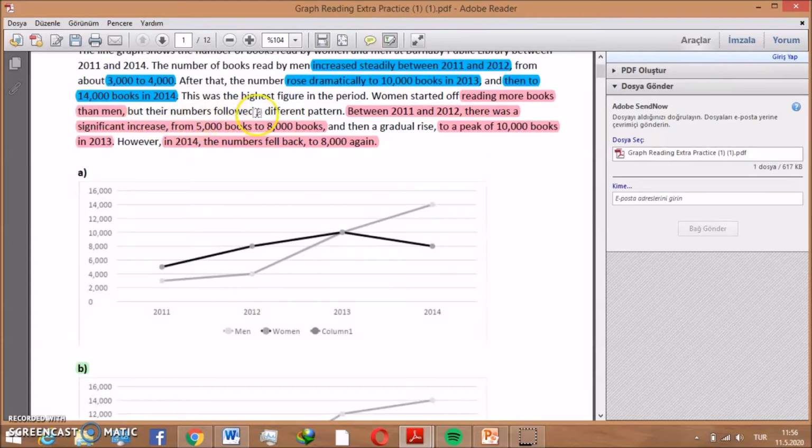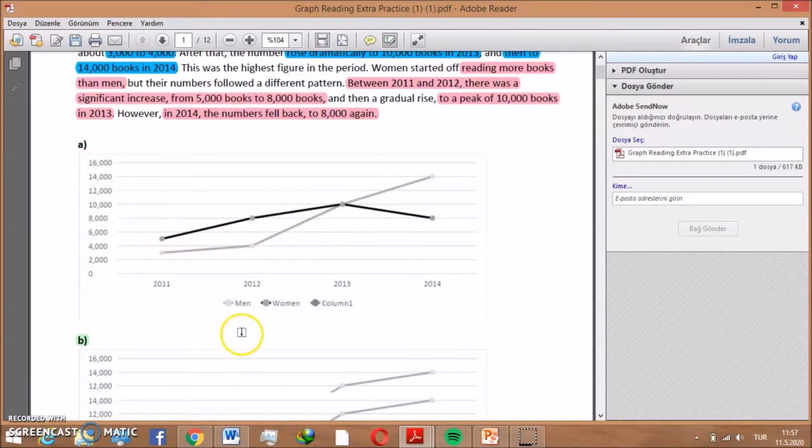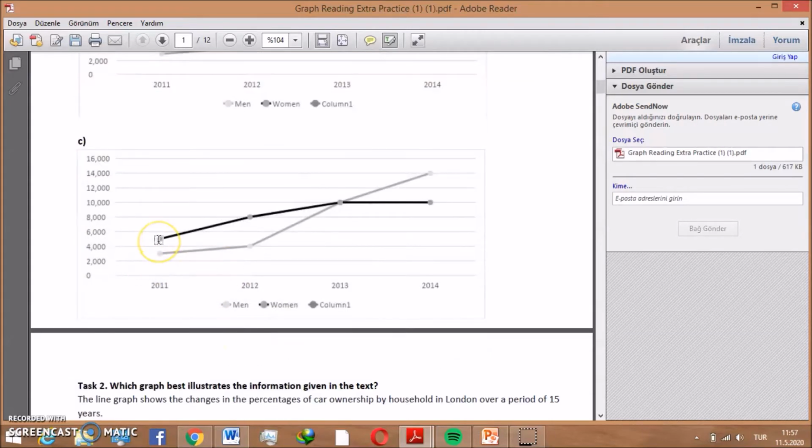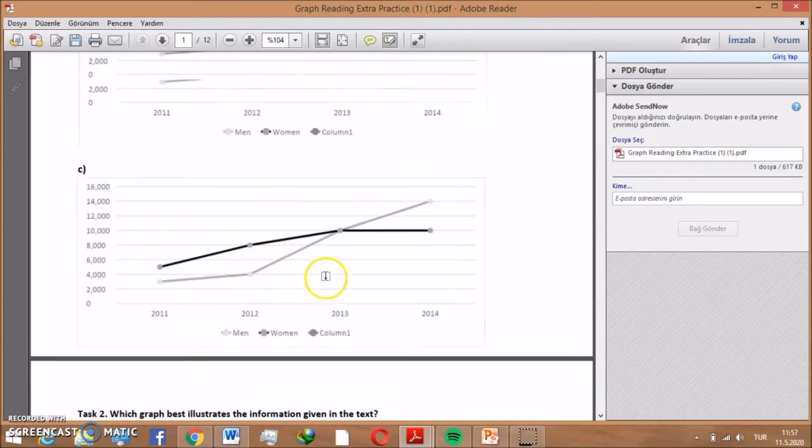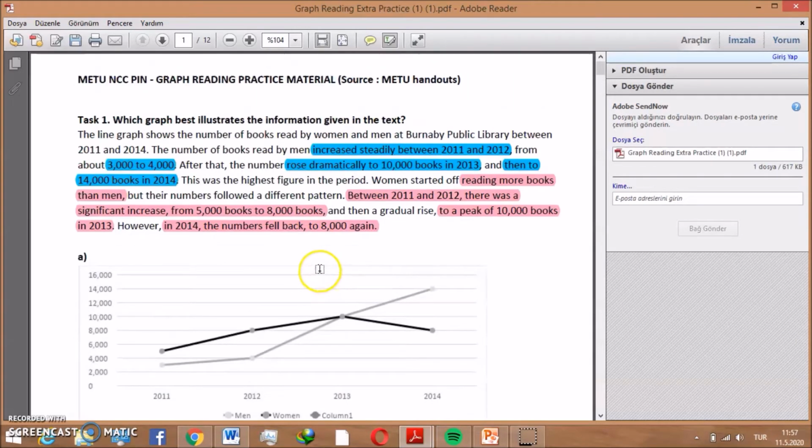But their numbers followed a different pattern. Between 2011 and 2012, there was a significant increase from 5,000 books to 8,000. So we need to look at these dates and look for these numbers. Okay, let's check. It should be from 5 to 8. Yes, this is correct. And 5 to 8, this is correct too. So for now, both figures match.